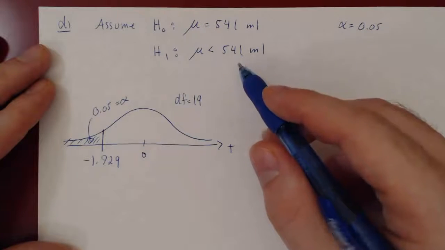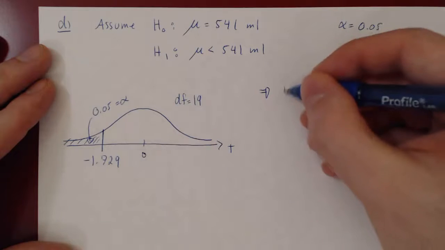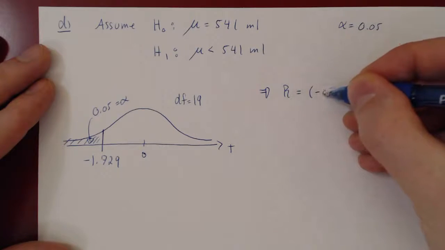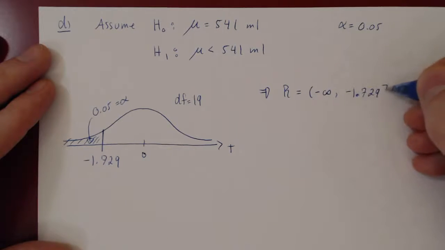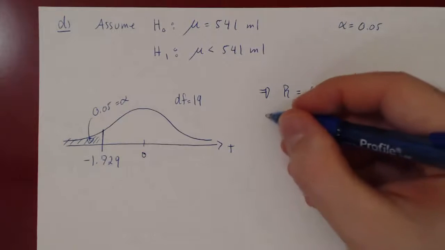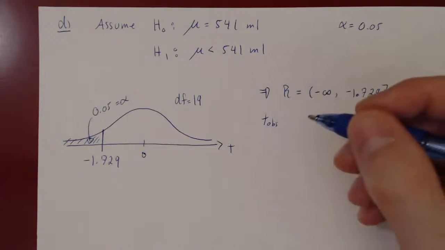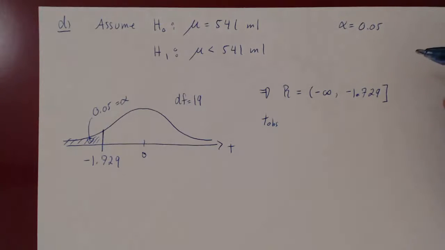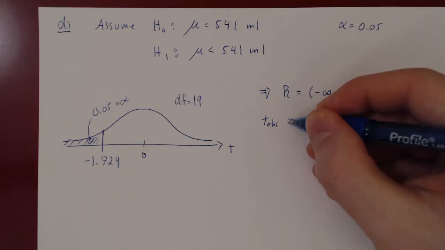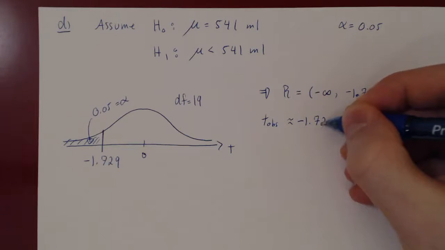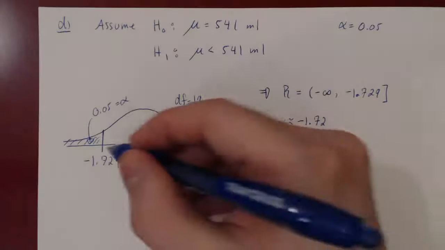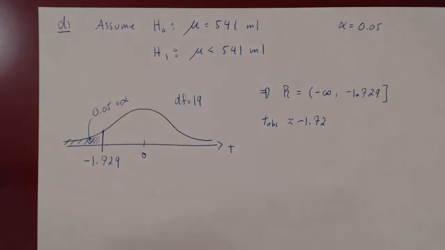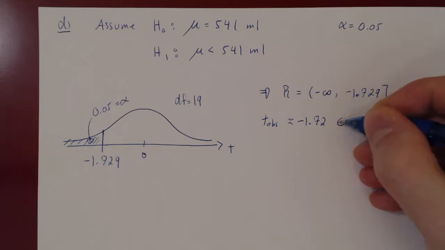Because we have a left tail test, we reject the lower 5% of values. So R will be going from negative infinity to negative 1.729. Well, is our observed t-value in or out of our rejection region? We had observed a value of t that was approximately negative 1.72, and it was actually negative 1.720. So it's really close, right, to being inside the rejection region, but we barely missed the cut. So it's not in the rejection region.